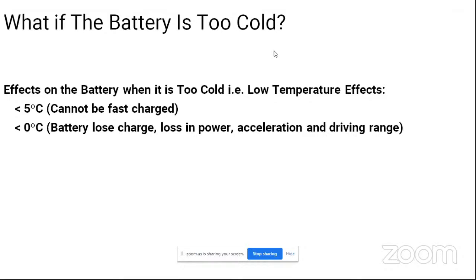So there are two conditions. One is the lower temperature effect on the battery, and the second is the higher temperature effect on the battery. What will happen if there is a lower temperature effect on the battery? Suppose the battery temperature is lower than 5 degrees Celsius. In that condition, fast charging will not happen.